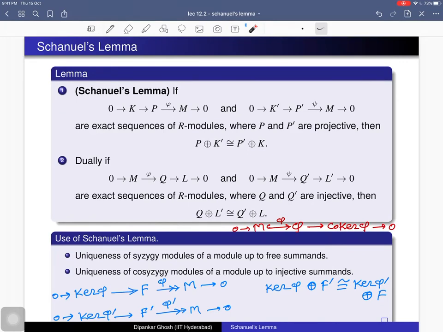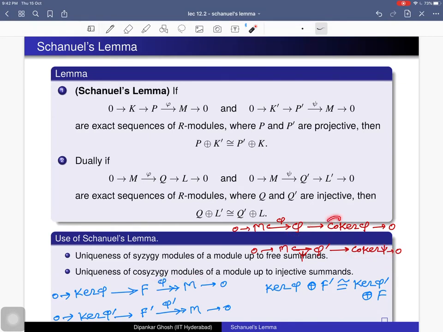Of course here also this injective R module is not unique. For example, you may have another injective R module Q prime with, let us say, psi, and you can consider the co-kernel of psi. Then this will be the co-syzygy module with respect to this injective module homomorphism. Because of this lemma, we can have a relation between these two co-syzygy modules. It says that this direct sum with this injective module will be isomorphic to this direct sum with this injective R module. So co-syzygy modules are unique.